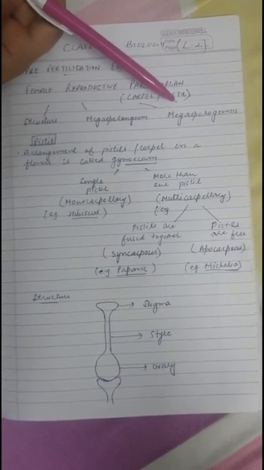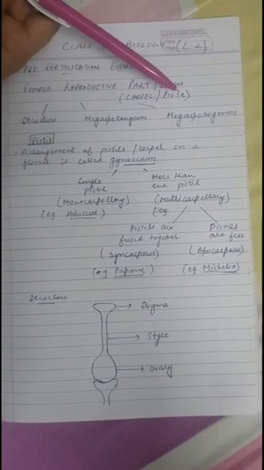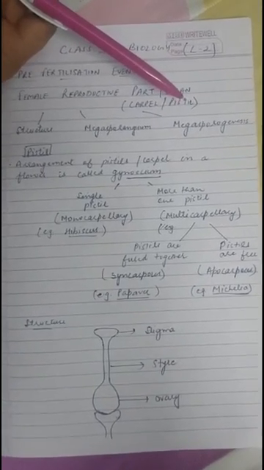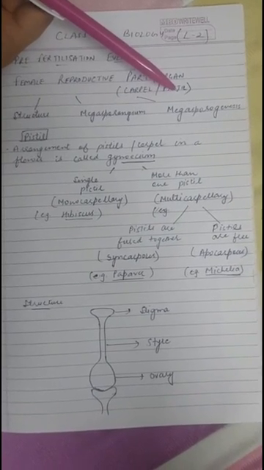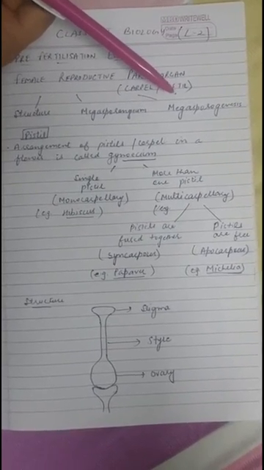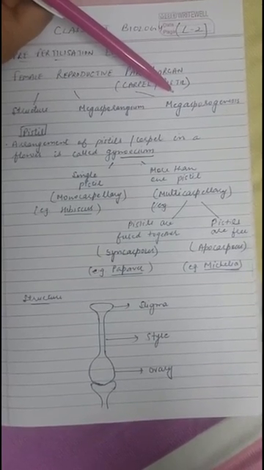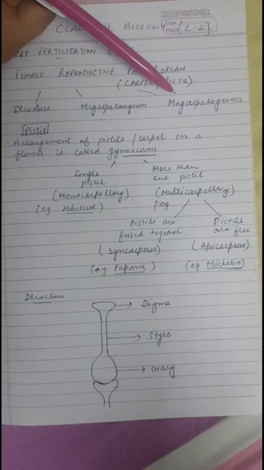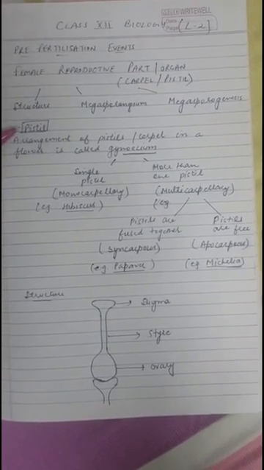Like in the previous session we have discussed microsporogenesis, because the word micro is used in the case of the male reproductive organ and the formation of male gametes. Now we will study the female reproductive organ and formation of the female gamete. That is why we will use the term megasporogenesis. So first let us see the structure of pistil.